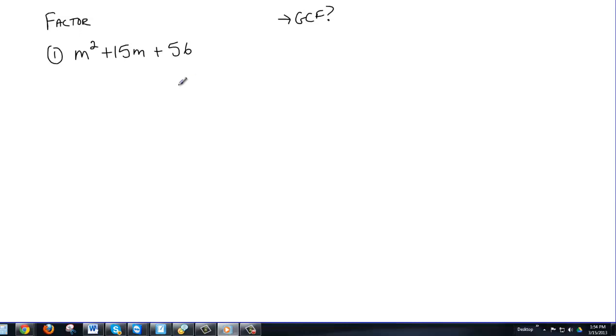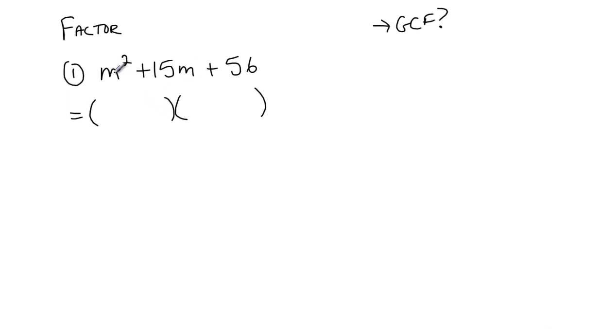In this case, what we're going to do is draw our brackets. Two things that multiply to make m squared, an m and an m. Now I need two numbers that add to make positive 15 and that multiply to make positive 56.